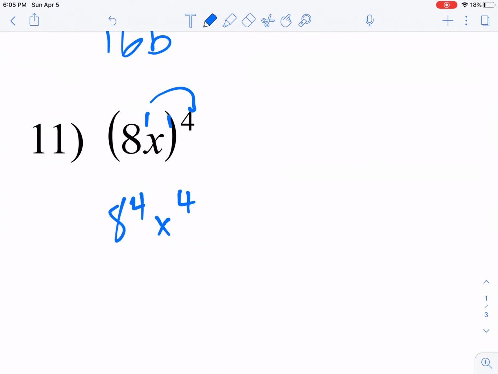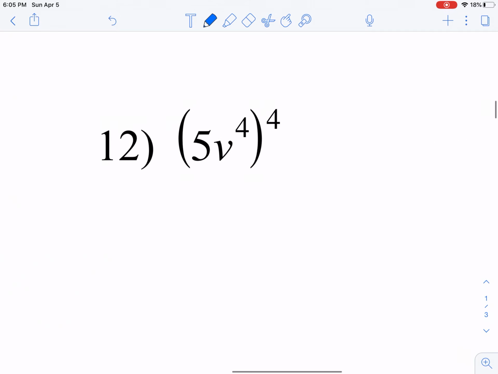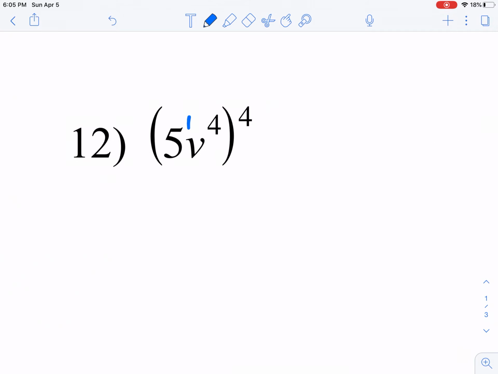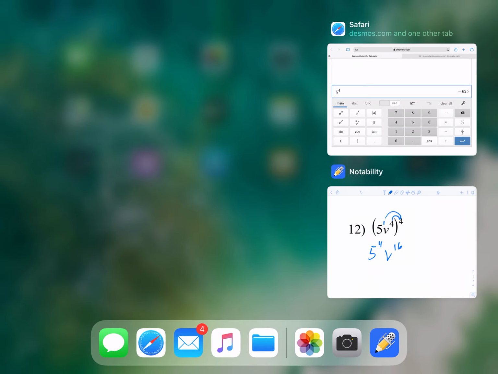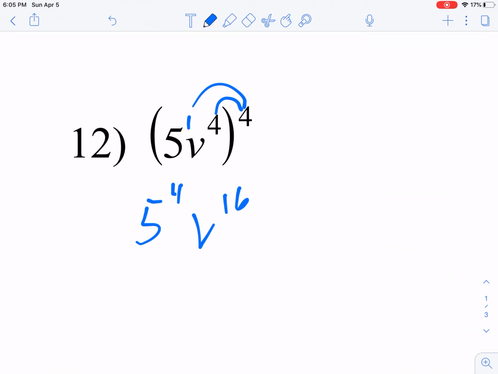That is your answer. For number 12, you've got 5 here. It doesn't have an exponent, so we're going to put it to the first. So it's going to become 5 to the 4th, V to the 16th. Again, you can use the calculator. Go to your calculator. 5 to the 4th is 625. And then the V to the 16th just drops down beside 625. And that is your answer.